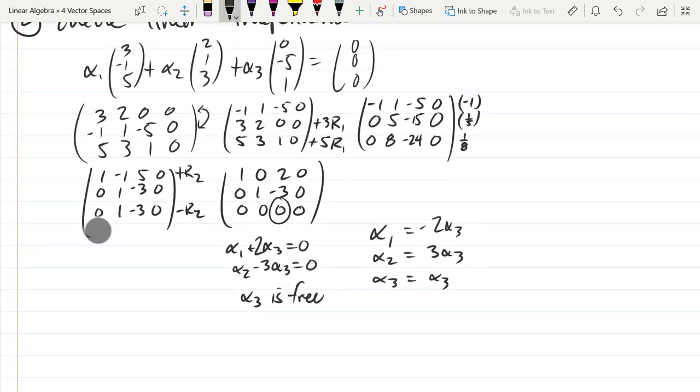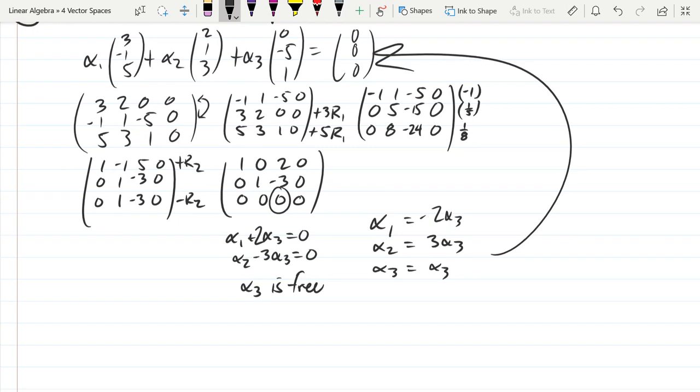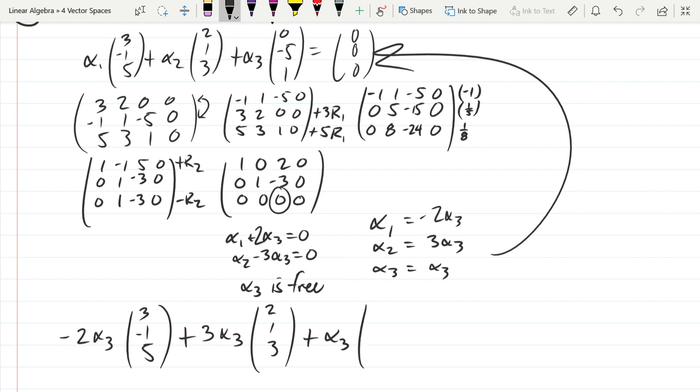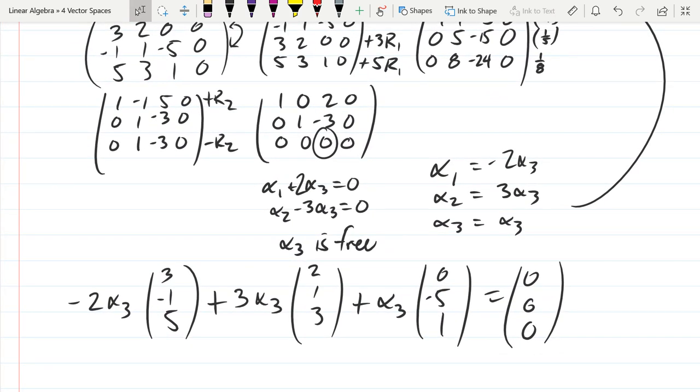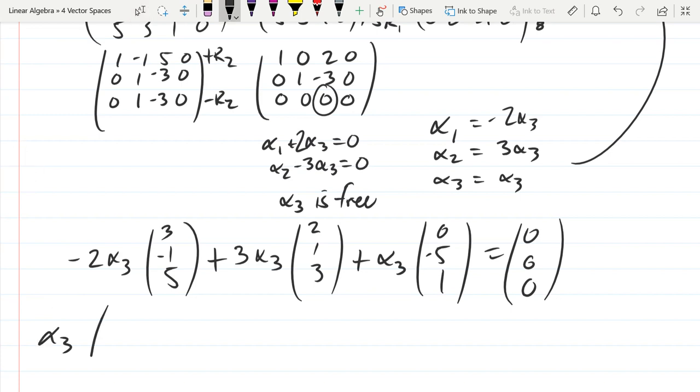So I'll fill in the values, so plug them back into the equation at the top. So I got minus 2 alpha 3 times our vector 3, negative 1, 5, plus 3 alpha 3 times 2, 1, 3, plus alpha 3 times the vector 0, negative 5, 1 equals the vector 0, 0, 0. What algebra can I do to make this equation a little more simple? Factor out alpha 3. We got negative 2, 3, negative 1, 5.